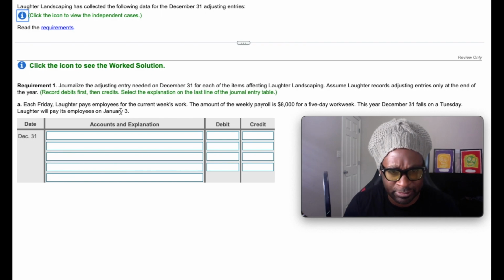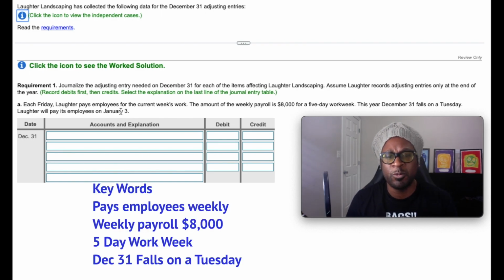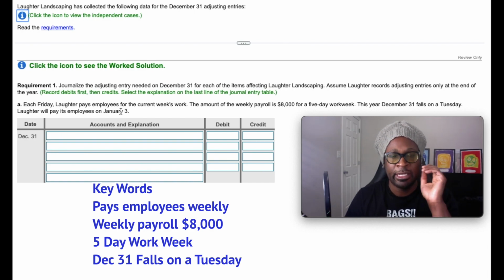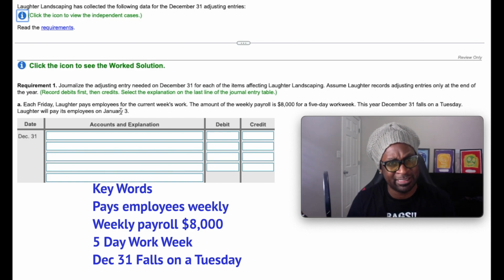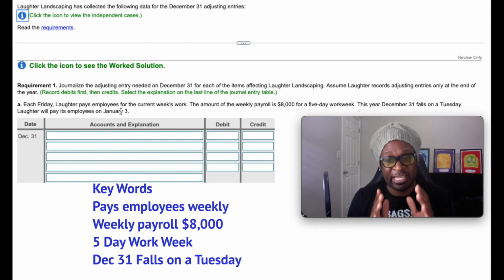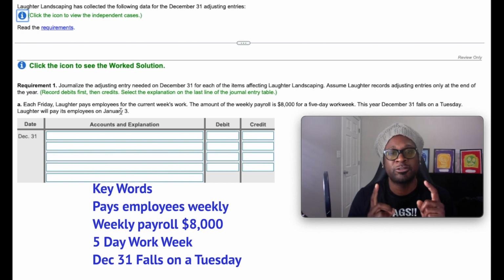So let's pull out the keywords of this. Pays employees for the current week's work. 5-day work week of a weekly payroll of $8,000. But December 31st, which is today, falls on a Tuesday, gang. That's what we need for the December 31st proper journal entry. So we should know this by now. We're dealing with salaries, and salaries is an expense to the company. And since this particular weekly payroll ends at the end of the year on a Tuesday, we have some salaries expenses that has happened, but the company hasn't paid it yet. So that's what we're doing. We're accruing for salaries right now, gang.